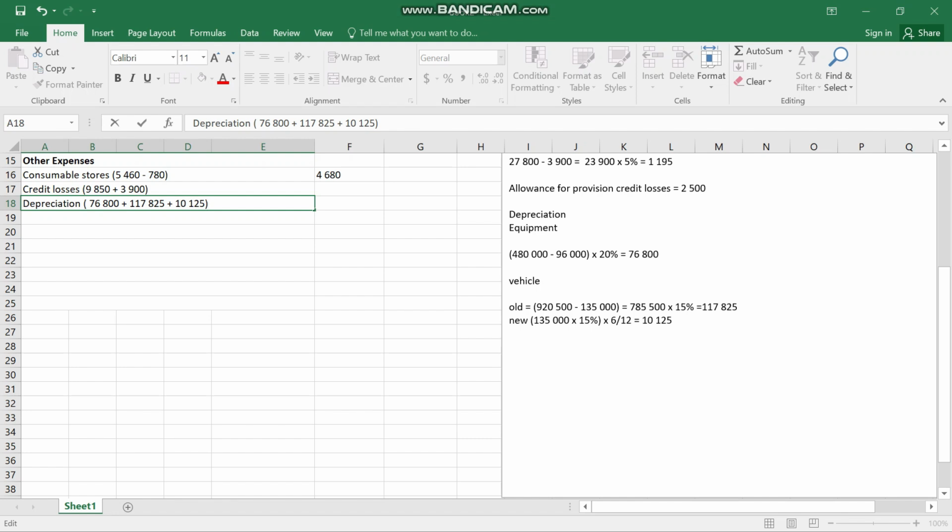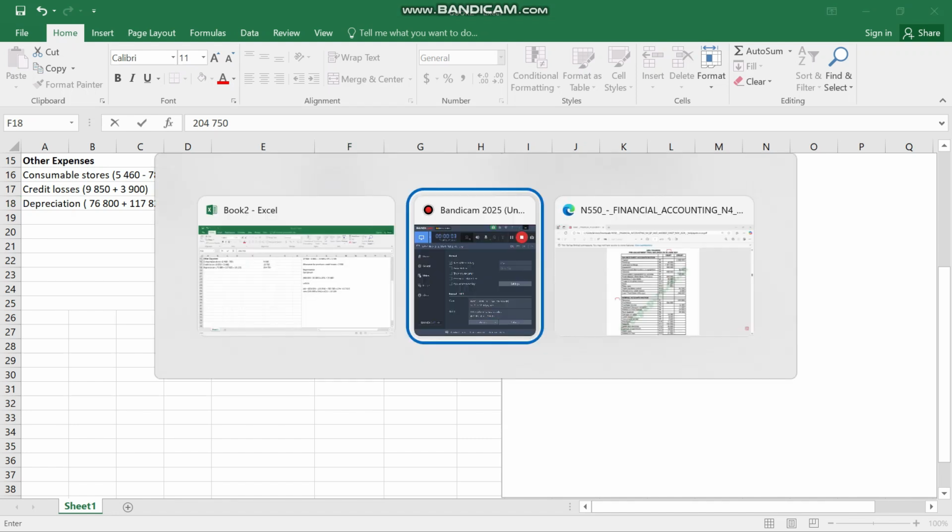Oh, sorry, I didn't calculate the amount for credit losses: 13,750. Then the amount for depreciation is 204,750. It's 204,750. So now we continue to our transactions.